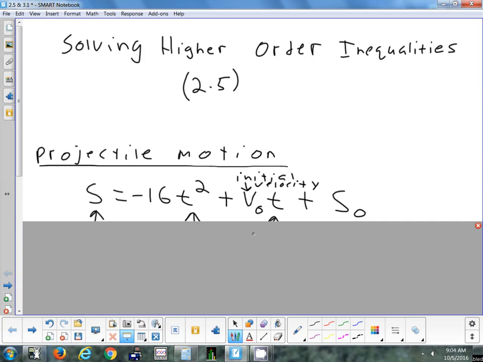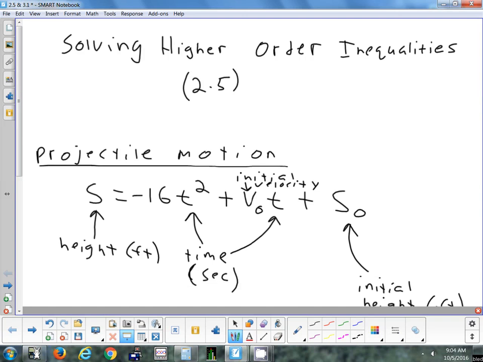All right, so I think we've seen this formula before. That's the formula for projectile motion. And before, we answered questions like, when will an object be exactly at 50 feet? Well, now we can change this to an inequality. We can say, when will an object be at least 50 feet high? That's greater than or equal to 50 feet. Or we could switch it and say, when will an object be below a certain value? When will it be less than or equal?